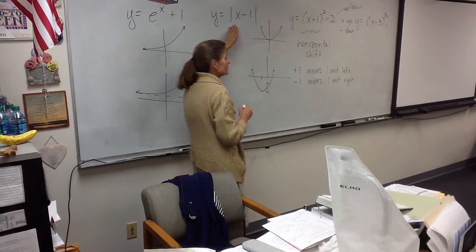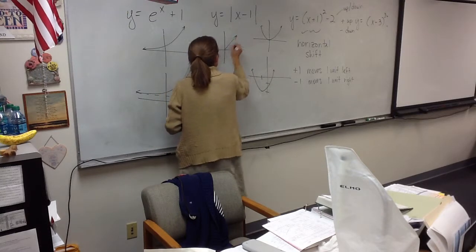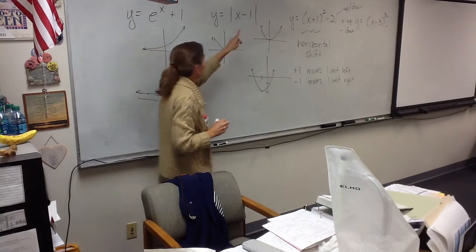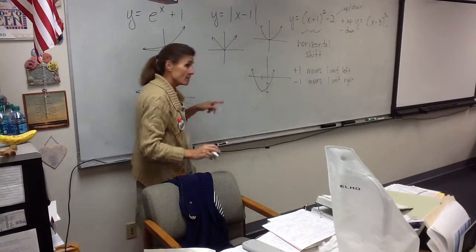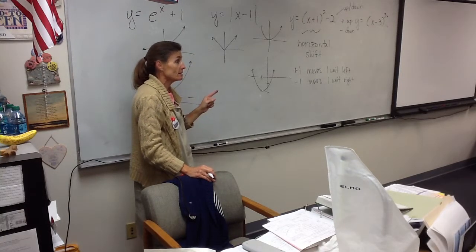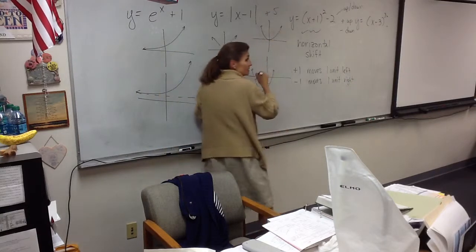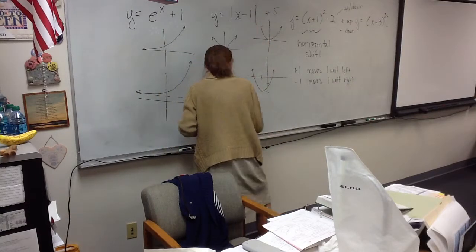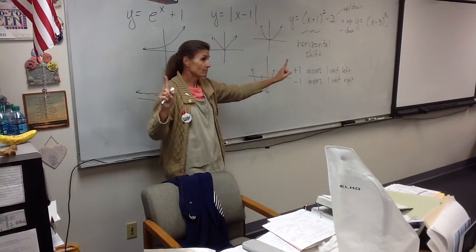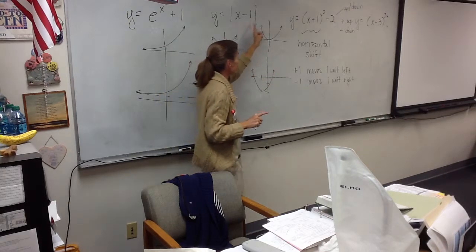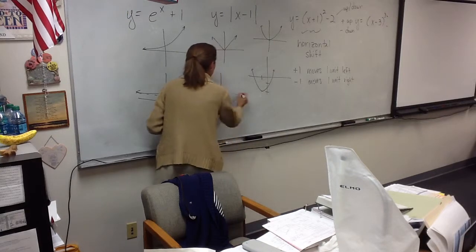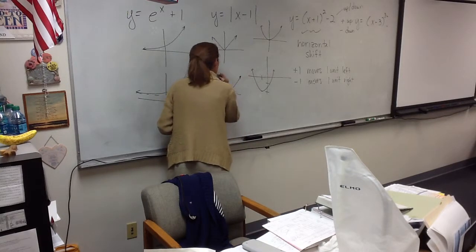Look at this one. This is an absolute value. This is a normal absolute value, right? Look where that 1's attached. That 1 is attached directly to the x. It's not stuck out here, right? It's right on the x, which tells me that the picture is going to move sideways. Now, which way is it going to go? x minus 1. 1 unit to the right. So I'm going to take that V, and I'm going to move it over 1 unit to the right.